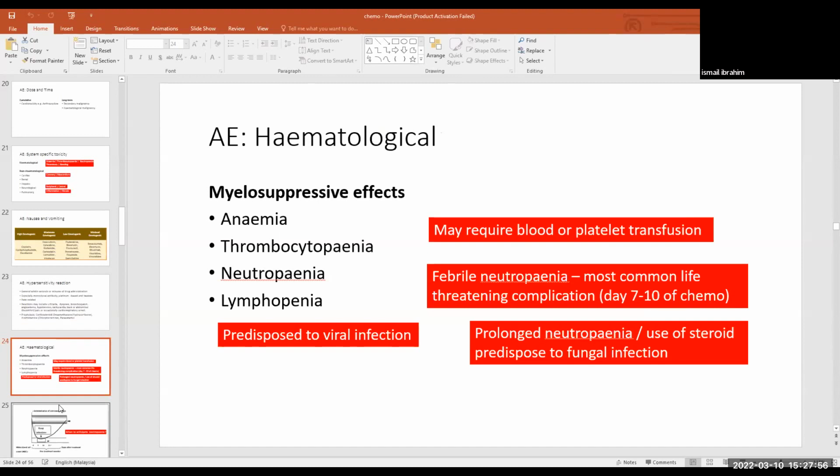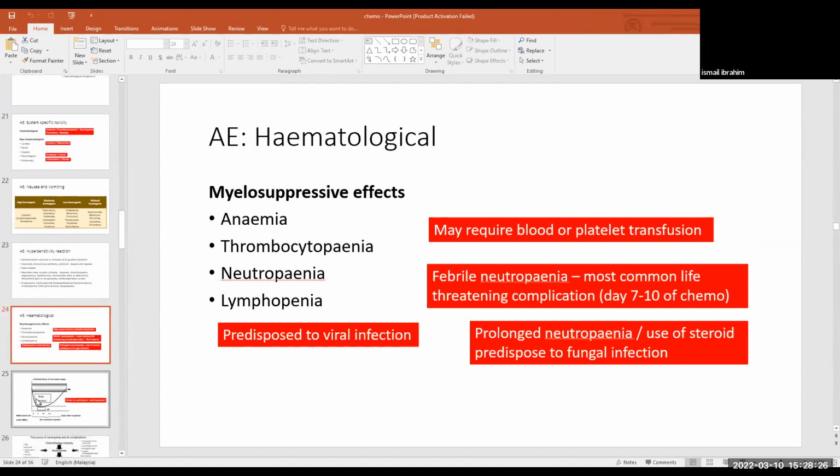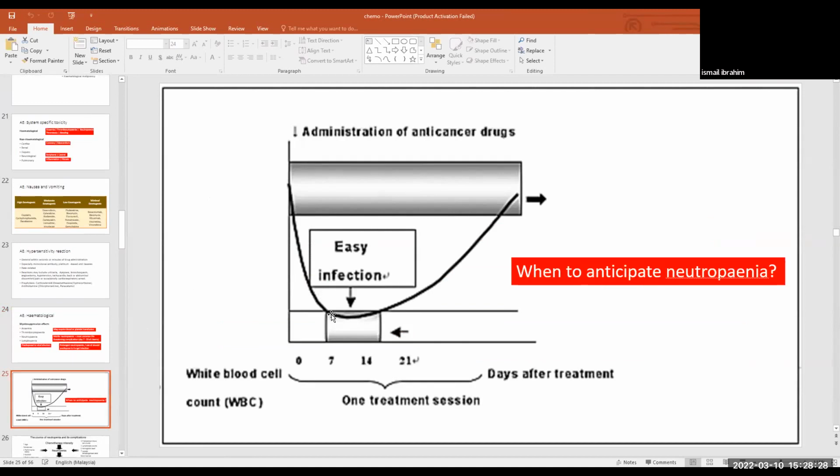Going to a specific group of adverse effects is myelosuppressive effects. That could include anemia, thrombocytopenia, neutropenia, or lymphopenia, and each of them will cause a different problem. Like anemia, you need to give blood transfusion, or platelet transfusion for thrombocytopenia. In patients with neutropenia, they are exposed to different kinds of infection, especially between day 7 to day 10. So at that particular period, patients are advised to be cautious in terms of their interaction with others.